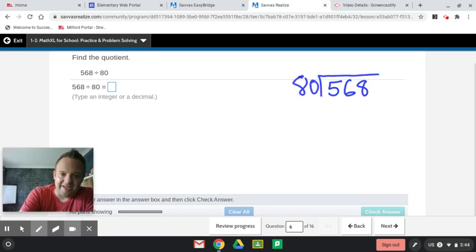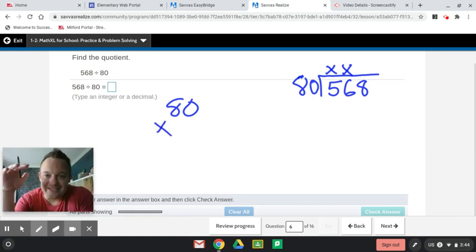$568 divided by 80. 80 goes into 5. Nope. Sometimes I put X's, sometimes I put zeros. Eventually, you learn just to put nothing, and you still learn to keep all your place values lined up. 80 goes into 56 0 times. 80 goes into 568. Let's do our multiples. Now, listen, guys, 8 times 4 is 32. So 80 times 4 is 320. 8 times 5 is 40. So 80 times 5 would be 400.